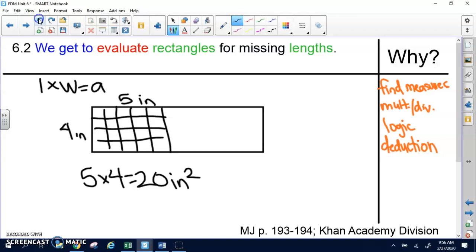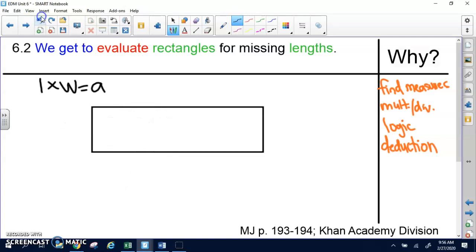Okay, so that's important to know. So let's say the area here is, let's say the area is 280 square inches. Remember I told you this was also inches, right? Or inches squared, that little 2, because it's inches times inches. That's what squaring is. Okay. And let's say this side is 7 inches, right?